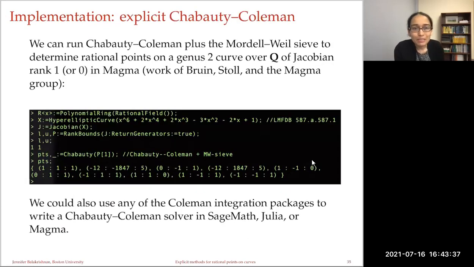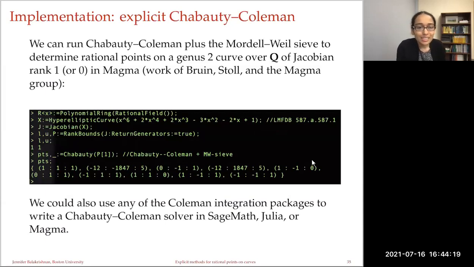All right, so then as far as implementations go, Chabauty-Coleman in Magma is natively implemented in the case of a genus 2 curve over the rationals of Jacobian rank 1 or 0. And this is thanks to the work of Nils Bruin, Michael Stoll, and the Magma group, some of the infrastructure behind the scenes. Here is what it looks like if you were to call the Chabauty solver in Magma. It also, if necessary, carries out the Mordell-Weil sieve, and so essentially carries out Chabauty-Coleman at a collection of good primes and then sieves out using some information from the Jacobian.